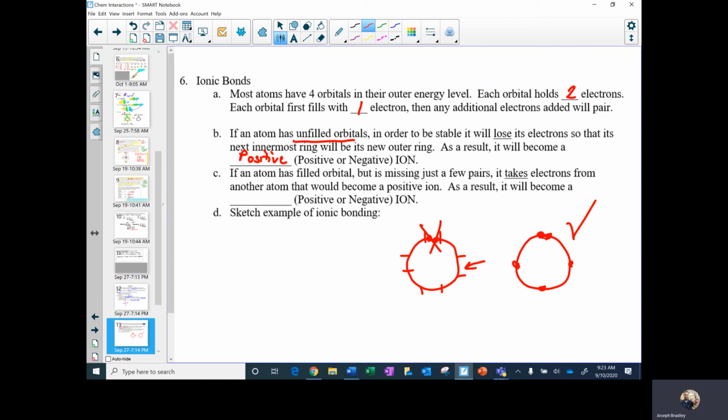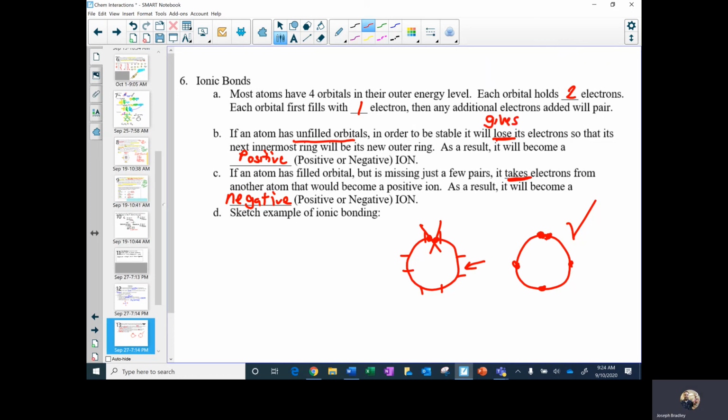And then this should show you why the ions that are positive are only ever up to +3, because these 3 would probably be lost, or the other ones would be lost. So if it had 4, it would not form an ion, it would form a covalent bond. So if an atom has a filled orbital but is missing just a few pairs, it takes electrons from another atom that would become a positive ion. As a result, it would become a negative ion. So again, if it takes, it's negative. If it loses, it's positive, or you could also say if it gives.